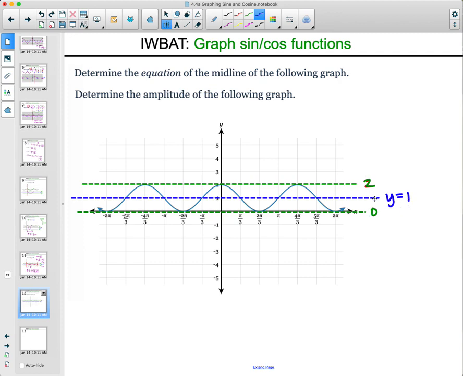But if these were harder numbers, you just add these together. You just add the max plus the min divided by 2, and that'll give you your k value right in the middle. So our equation of the midline is y equals 1, and then our amplitude is 1 because it's 1 up and 1 down from that.